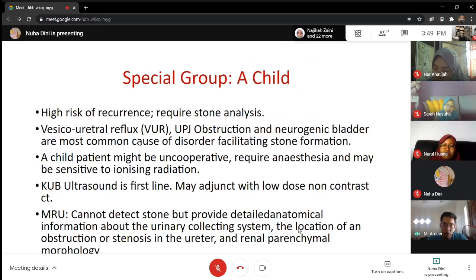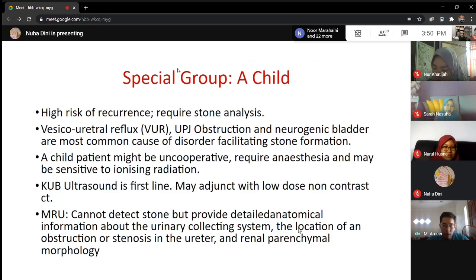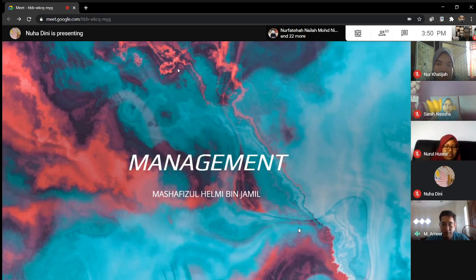Usually, we do KUB ultrasound, and also we can do low dose non-contrast CT to diagnose stone. And also we can do magnetic resonance imaging, MRI, to look at the urinary system. However, bear in mind that MRI cannot diagnose stone. Okay, I think that's all from me. Thank you. Any questions?